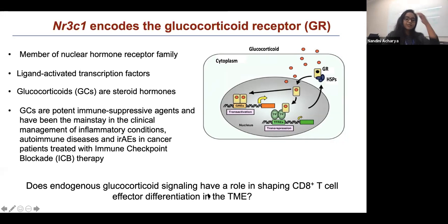So these glucocorticoids are steroid hormones, and they're one of the most potent immune suppressive agents known to man. They've been widely used in clinic for management of inflammatory conditions and autoimmune diseases. And nowadays, they are also routinely used for combating immune-related adverse events in patients who are treated with checkpoint blockade therapy. So the question we asked is, does endogenous glucocorticoid signaling have a role in shaping CD8 T cell effector differentiation in the tumor microenvironment?